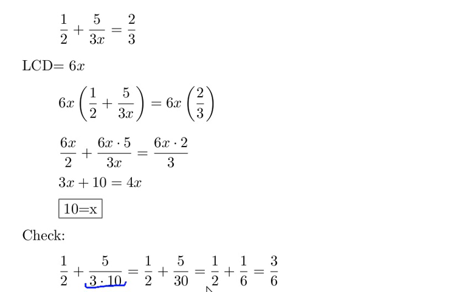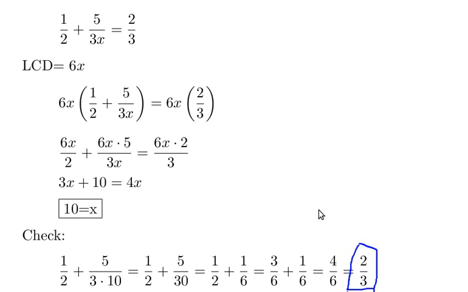plus 1/6, and then that's going to be 4/6. I just added across here. 3 plus 1 is going to be 4, and then this 4/6 reduces down to 2/3, which is the right side of the equation. So we know we did it correctly.